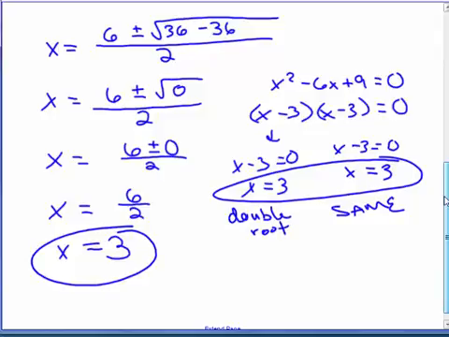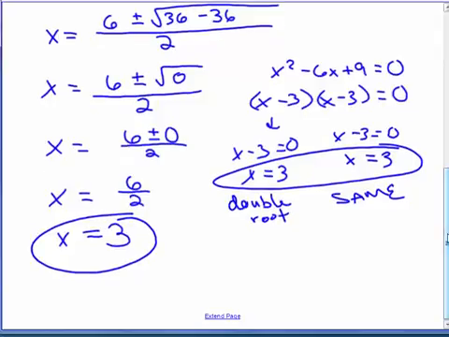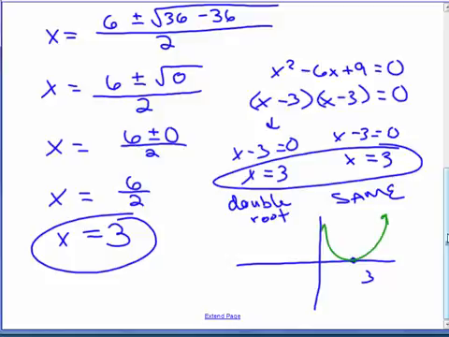Now, graphically, what would this look like? A double root does this. It doesn't go through the x-axis, it just touches it. So if I look at where 3 is, I know it's going to, we say cross there at 3, but it's not going to go all the way through it, it's just going to touch it. So it'll look like this.